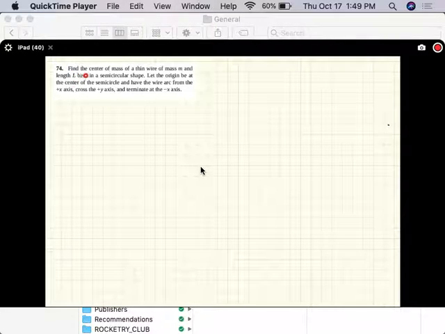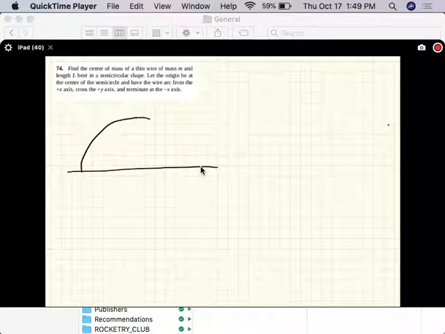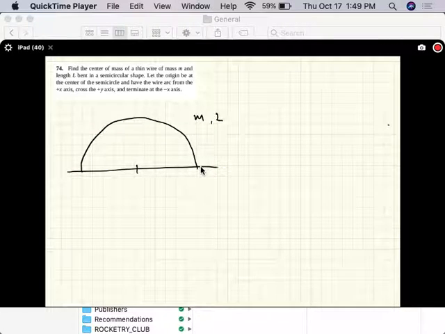Okay, this problem says find the center of mass of a thin wire of mass m and length L bent in a semicircular shape. Let the origin be at the center of the semicircle and have the wire arc from the positive x-axis across the y-axis and terminate at the minus y-axis. So the mass of the wire is m and the length is L.